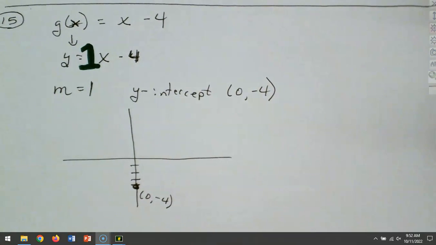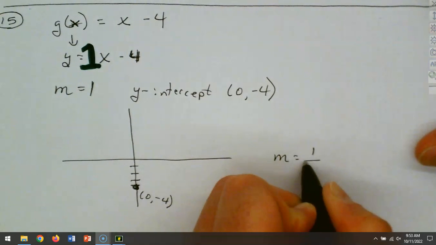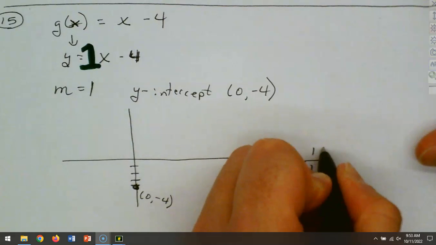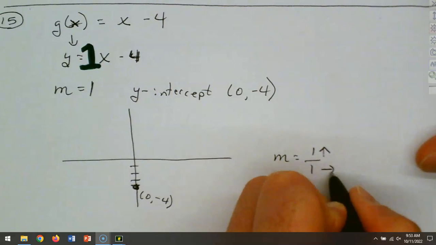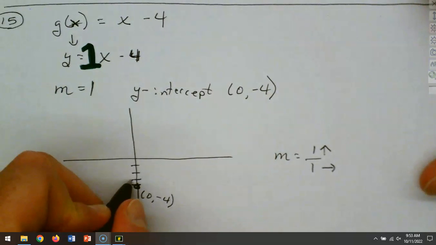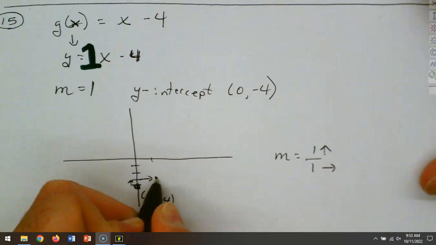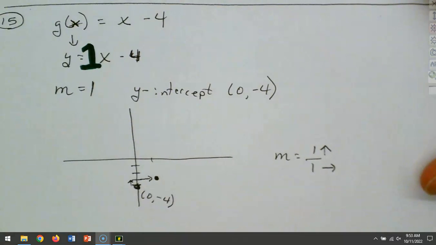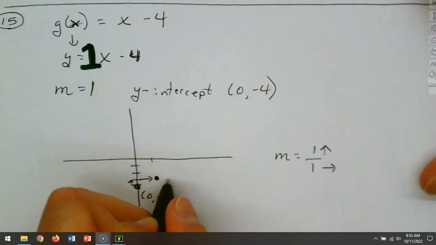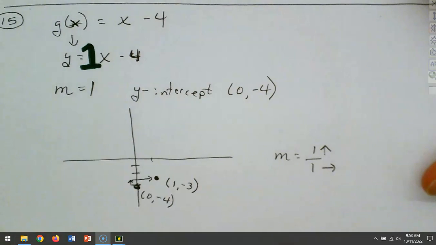Now, what is my slope? M. 1, but I'm going to write that as 1 over 1. So I'm going to have to go up 1 unit and over 1 unit. So we're going to go up 1, and we're going to go over 1. So that makes my new dot right there. And you can label it if you would like. If I want to label that, that would be at 1, comma, negative 3.